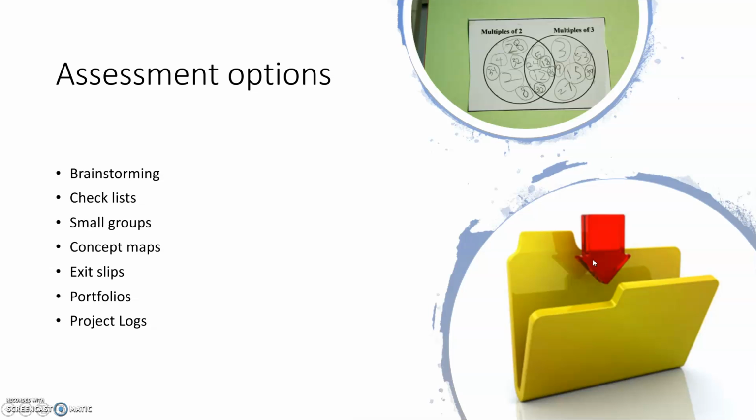So, some options that you can use for assessments and some of the tools that you can use to do these are things like brainstorming and checklists. You can use things like poster boards, or you can use whiteboards. Use small groups where they can discuss and teach each other and show each other what they've learned. Concept maps, exit slips, like on their way out, have them write a sentence about what you did today, or that they understand whatever thing it is. You can have them do portfolios where all of their work is being placed into it, or project logs where they say who did what, who spent how much time on what, and all that stuff.